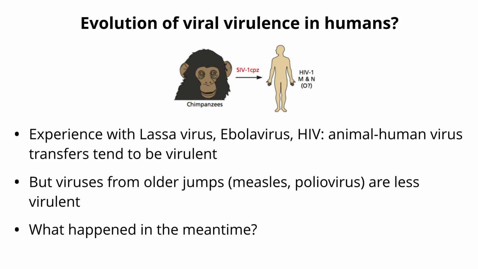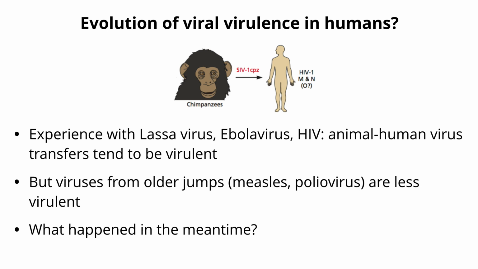But if you look at viruses that have jumped from animals to people a long time ago, like measles and polio, these are less virulent. So the idea is when a virus first jumps species, it's not well adapted to the species, you have serious disease, but eventually over time, the virus and the host adapt, and then you have less disease like we have with polio or with measles.